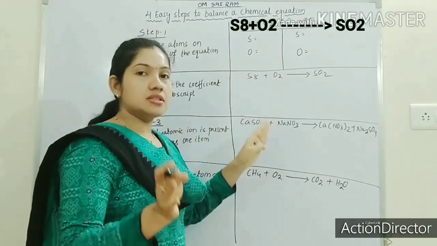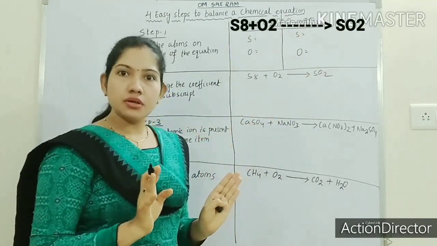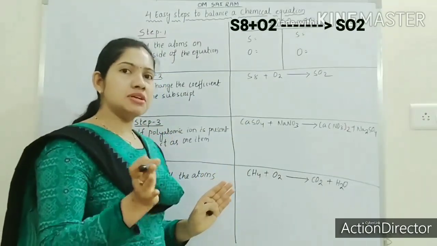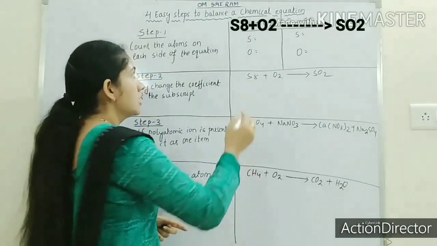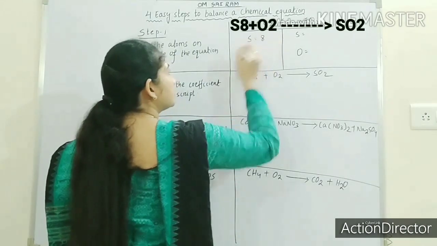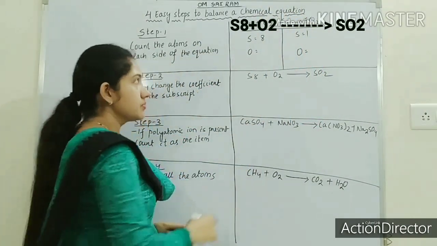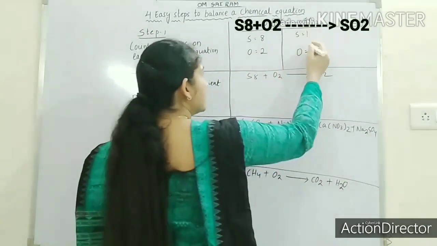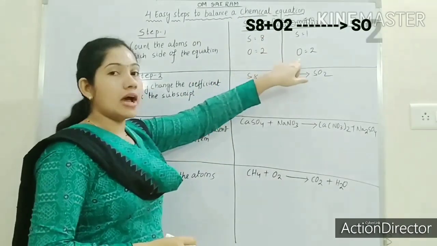Always in a chemical equation the elements involved on both the sides are equal. Sometimes a new product is formed, but the elements are generally similar only. Now what is the number of sulfur here? 8. What is the number of sulfur this side? 1. Only one sulfur. What is the number of oxygen this side? 2. And this side 2. Got it? We only have to note it down.